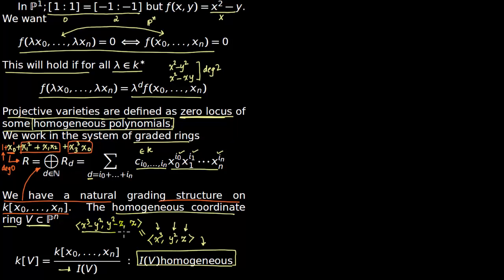If you just look at this ideal, you might think this is not a homogeneous ideal, but if you look closely, this ideal comes from this ideal. So this is also homogeneous because this is just derived from here. So this is also a homogeneous ideal.